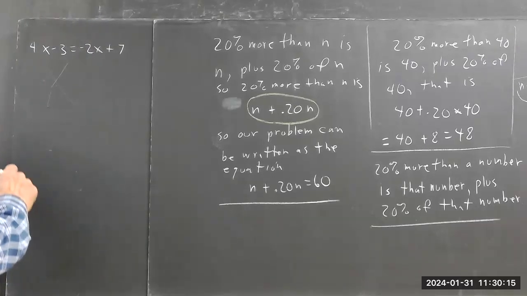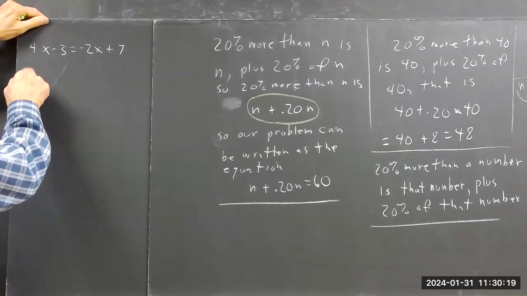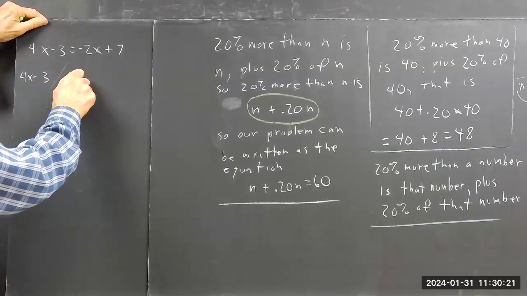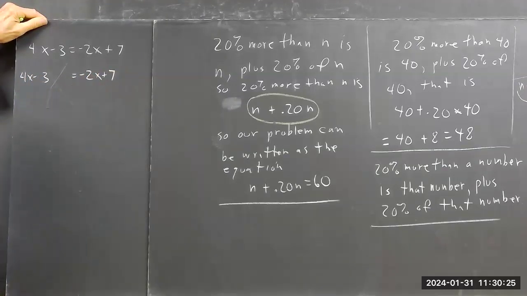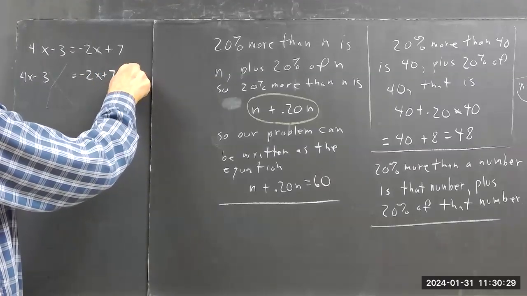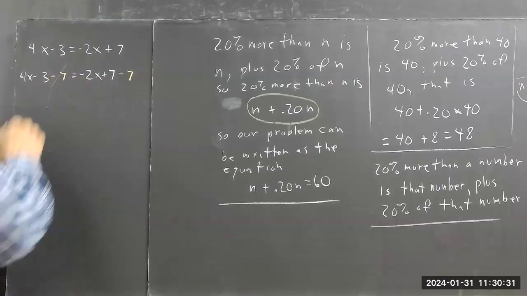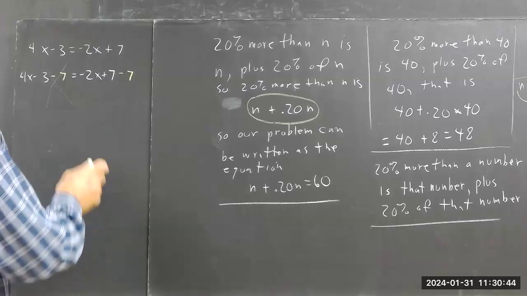Okay, so let's see. We want to subtract 7 from both sides. So I'm going to write 4x minus 3 equals -2x plus 7. And then I'm going to write down a -7 on this side and a -7 on this side. Subtracting 7 from both sides, keeping the equation in balance the way we saw with the weights on the meter stick last class.